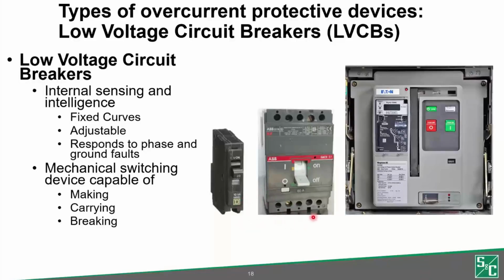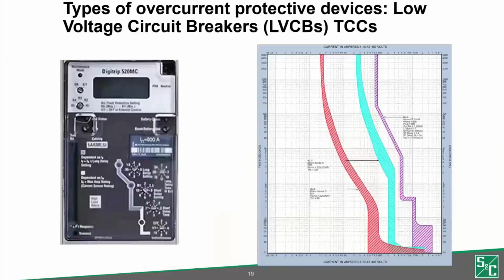The first two pictures show breakers with thermal magnetic trip units, and this last breaker is an example of a power breaker with an electronic trip unit. I'm going to go over the TCCs of what these low voltage breaker trip units look like. The first two curves over here are representative of the thermal magnetic trip units.